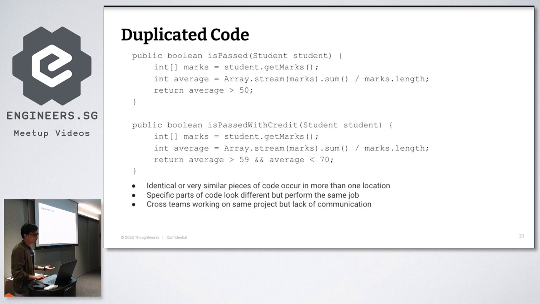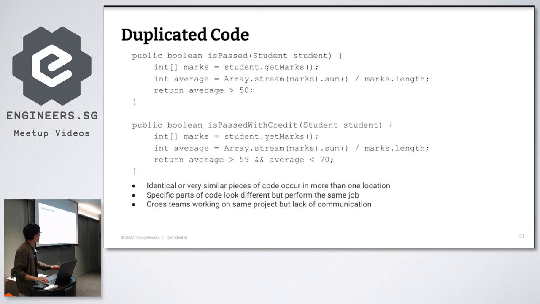So sometimes, even though the code may not look exactly the same, duplication can still occur. They are performing the same job. There might be code with a different method name and a different implementation, but they are doing the same thing. So this is also a duplication. This is a sign of duplication. And usually, when we are working on the same project across teams with a lot of communication, people tend to produce the same code over and over again.